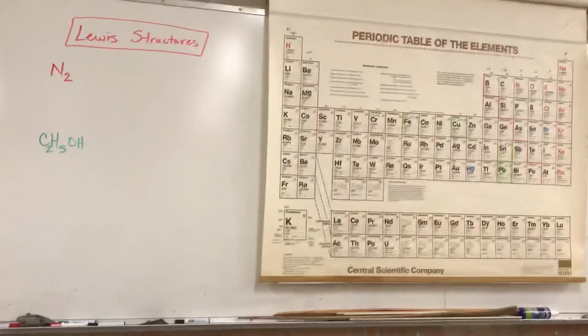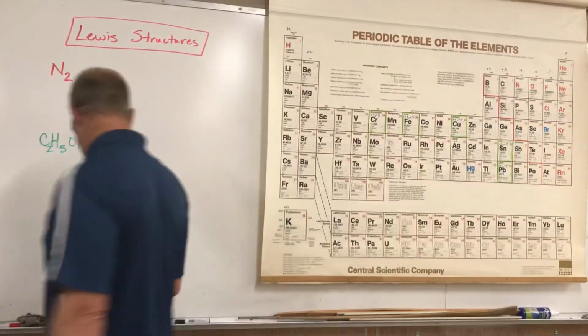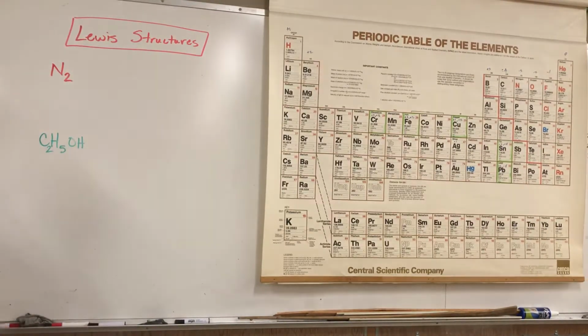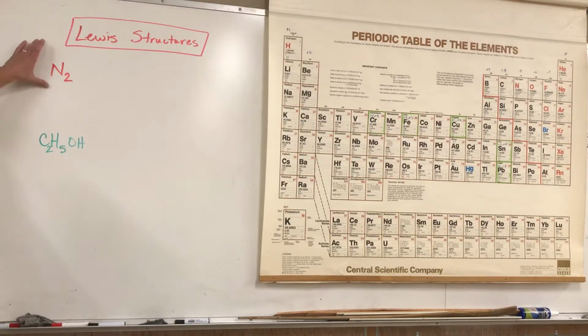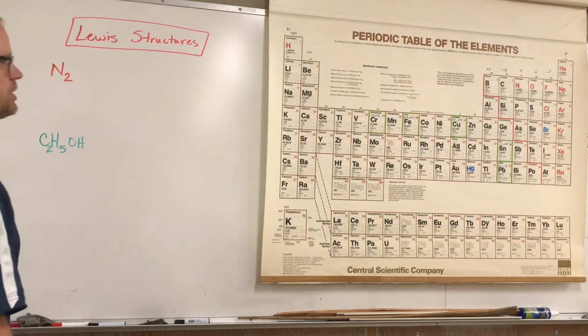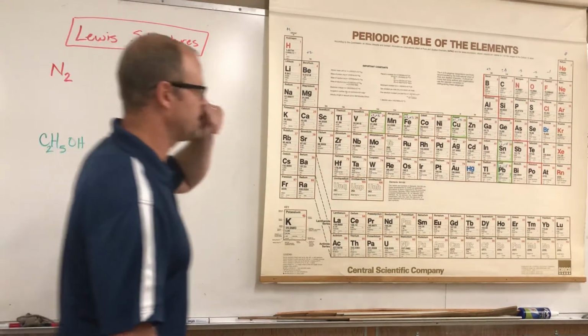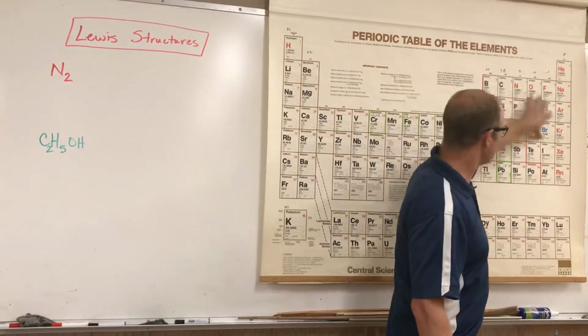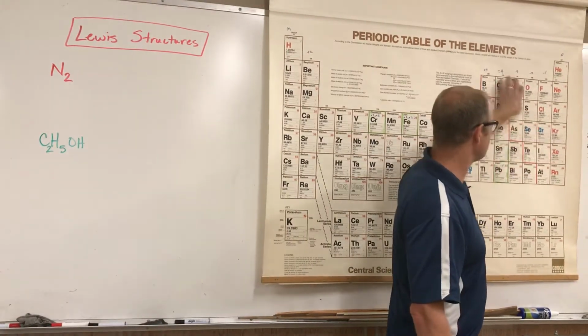Okay, let's do a quick review on Lewis structures. Keep in mind, Lewis structures are only things that show sharing of electrons, which basically means we're dealing with just nonmetals. Now let's take a look at the periodic table. Nonmetals are in this corner over here on the right side of that stair step.